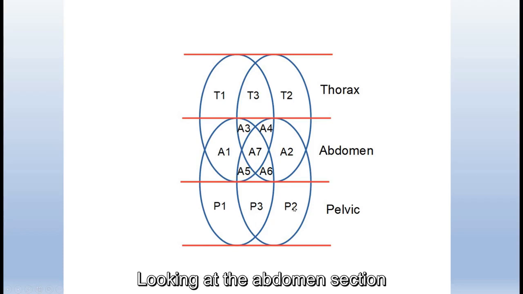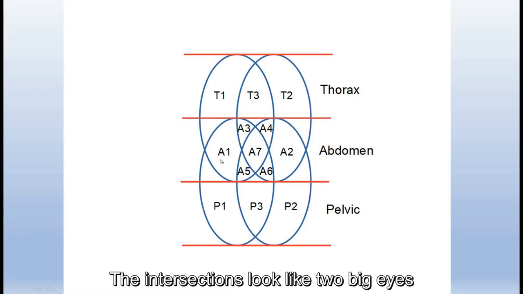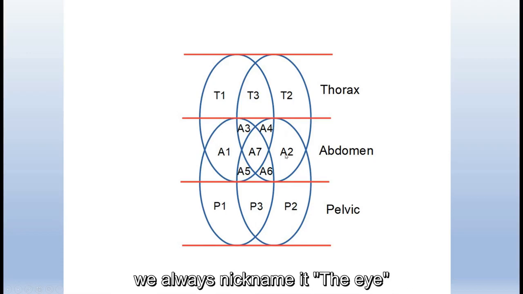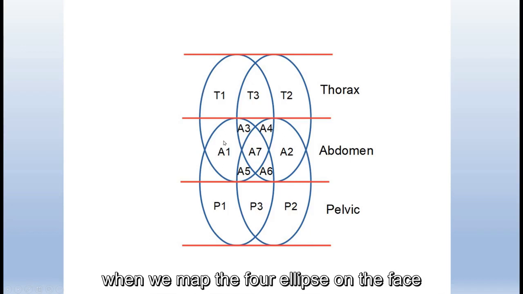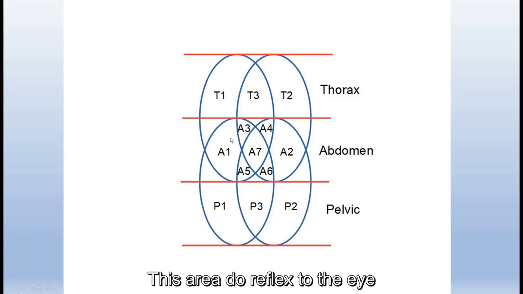Looking at the abdomen section, the intersections look like two big eyes. We always nickname it the eye. Actually, when we study the reflexology on the face, when we map the four ellipses on the face, this area does reflex to the eye.